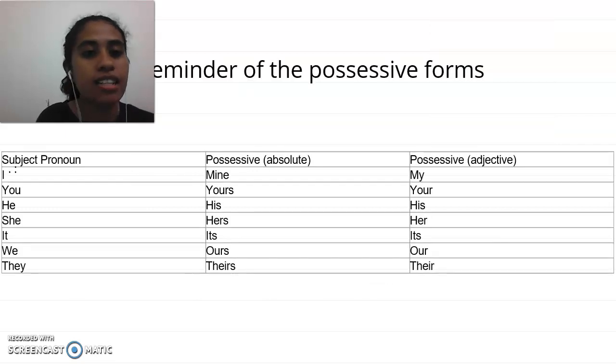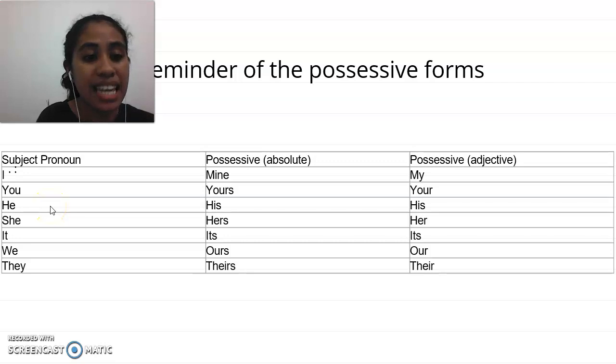Next, here's a reminder of the possessive forms: the subject pronoun, the possessive absolute, and the possessive adjective. When the subject pronoun is I, the possessive absolute is mine, and the possessive adjective is my. And then, when the subject pronoun is you, the possessive absolute is yours, and the possessive adjective is your.